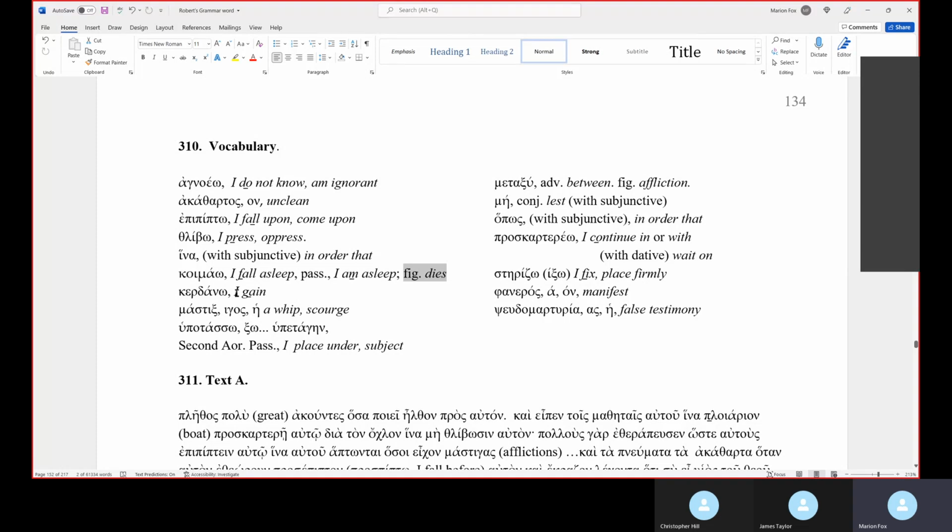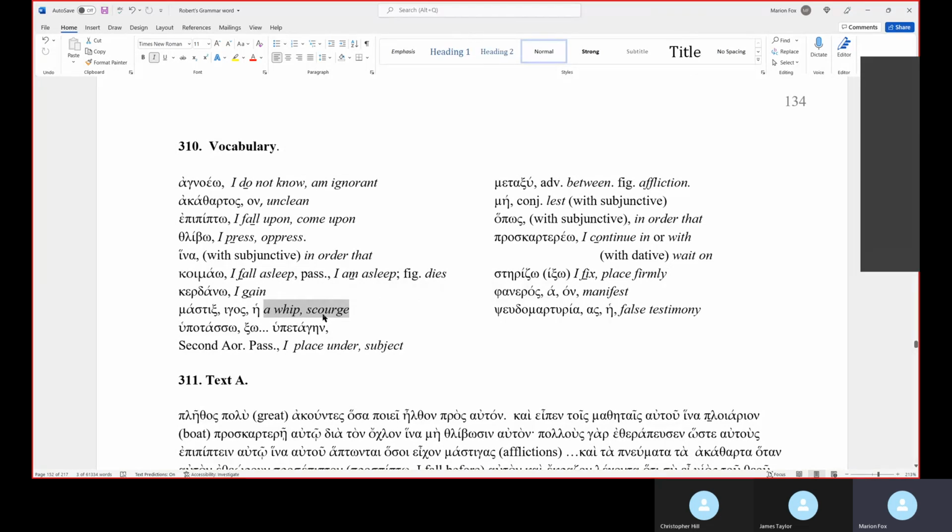Kerdaino, I gain. Mastix, a whip, a scourge. This is the time that's called Easter, and the religious groups around us who claim to be Christian are going to celebrate the Lord's crucifixion and resurrection, I guess. But the problem with that is that we celebrate it every Sunday with the Lord's Supper.